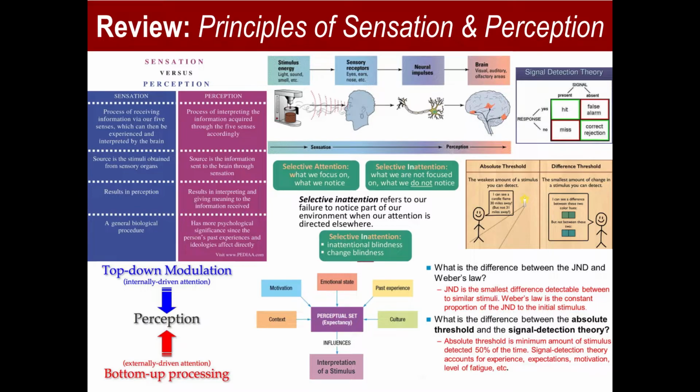Absolute threshold is the weakest amount of a stimulus you can detect. So, how much of that sensation do we need to actually detect? I can see a candle flame 30 miles away, but not 31 miles away on a perfectly clear night with no other light pollution. And the difference threshold is a little different. This is how much of a difference between 2 stimuli I need to notice that difference. Okay?